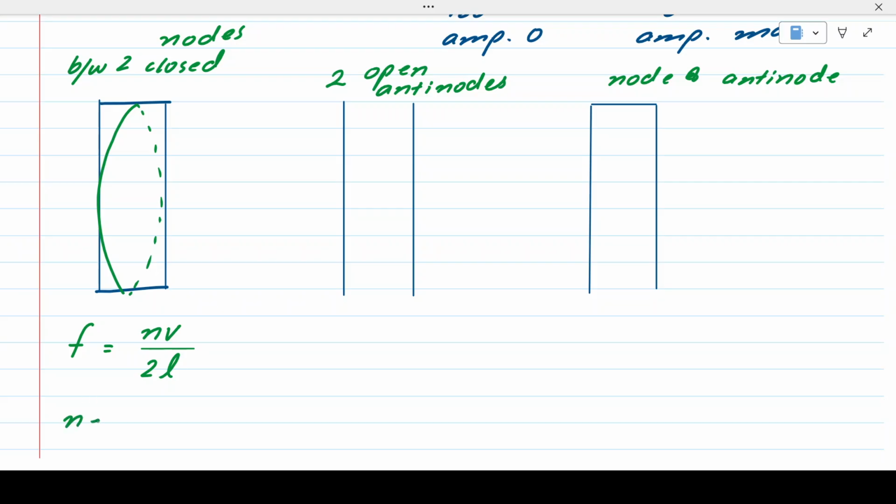For the first harmonic, n equals 1. For the second harmonic, n equals 2. For the third harmonic, n equals 3. When two ends are open, then the lowest harmonic looks something like this, like an hourglass. If you need to find the frequency of any harmonic, you use the same formula.